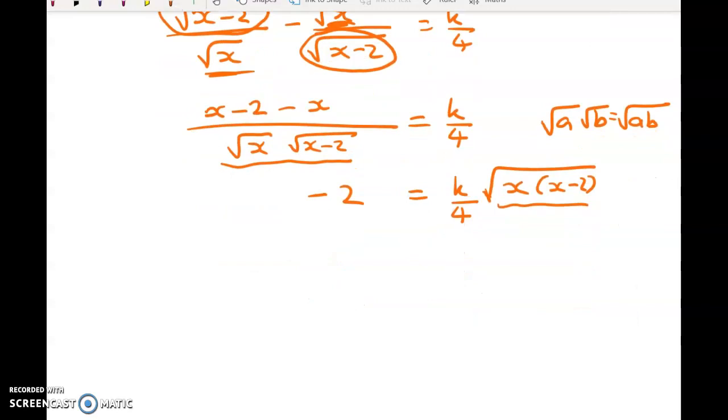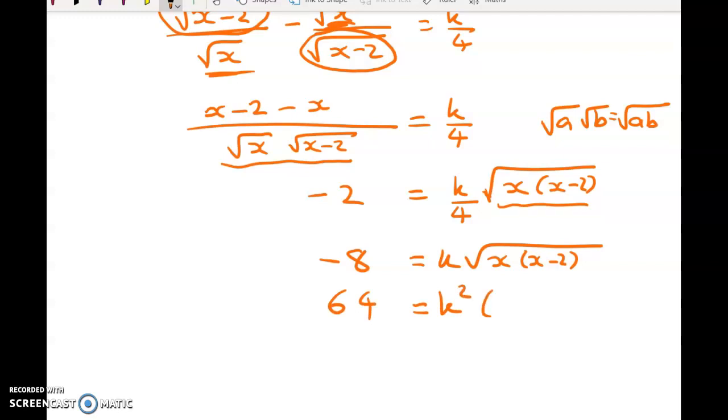So where have we got to? Well, we're just about there. We've got negative 8 is equal to k root of x times x minus 2. So we're back at about a merit level 3 complex numbers problem. 64 is equal to k squared times x squared minus 2x. So we've got a nice little quadratic. Let's just expand it and figure out a, b, and c.